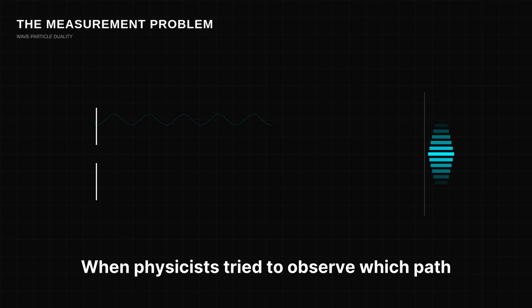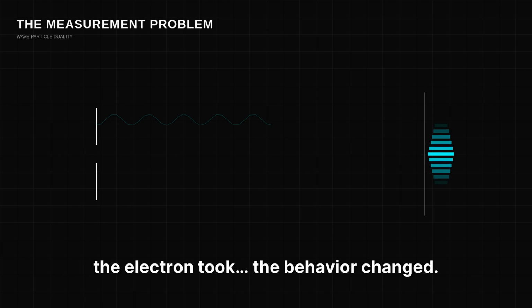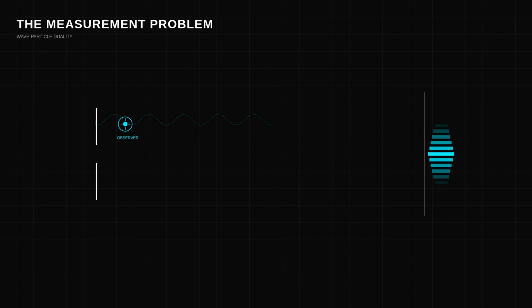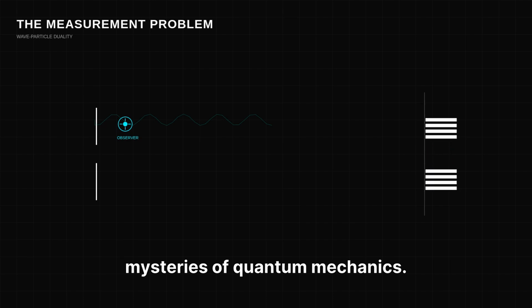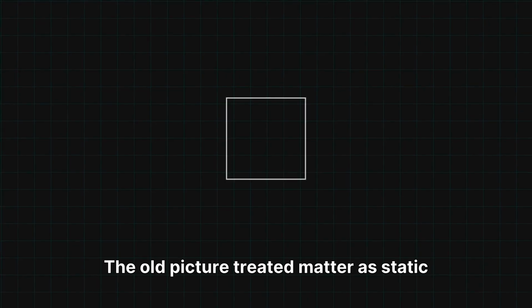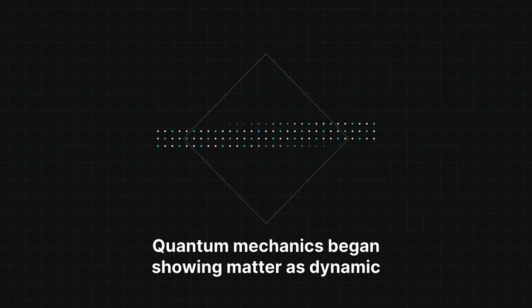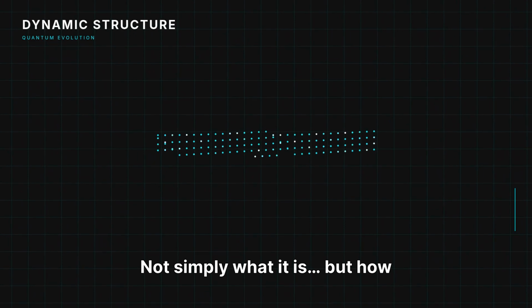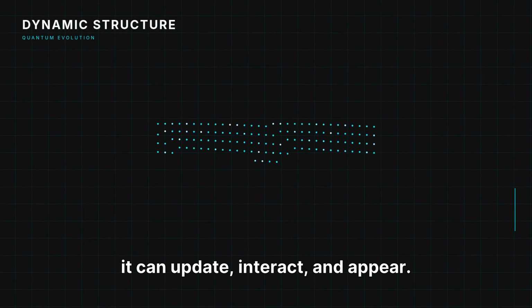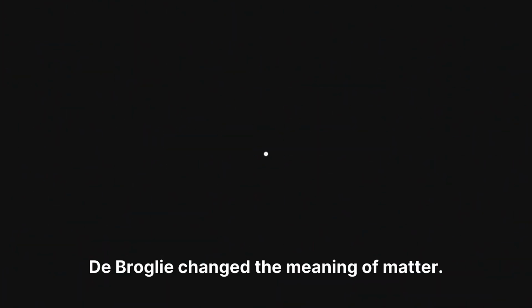When physicists tried to observe which path the electron took, the behavior changed. This would become one of the central mysteries of quantum mechanics. The old picture treated matter as a static object. Quantum mechanics began showing matter as dynamic structure, not simply what it is, but how it can update, interact, and appear. De Broglie changed the meaning of matter.